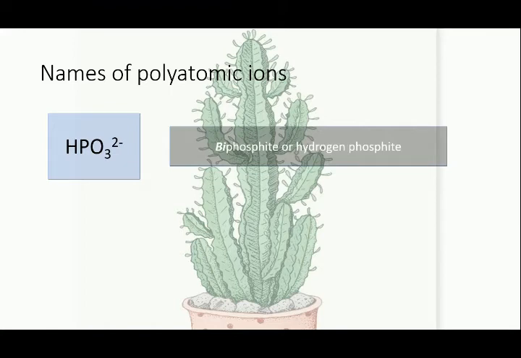When an H atom is added, the negative charge will be reduced by 1. Phosphate ion is -3, but when the phosphate ion is added with an H atom, the charge becomes -2. Hence, we can name this polyatomic ion biphosphate or hydrogen phosphate.